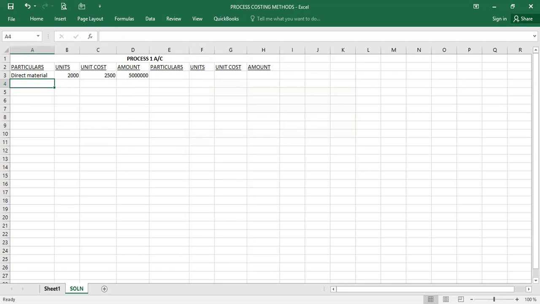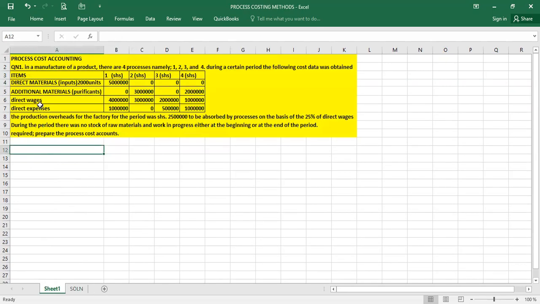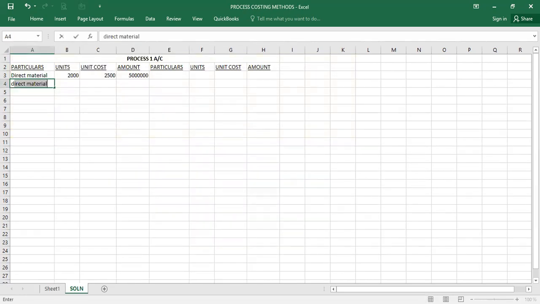We don't have additional material in process 1, it is 0. So we go to the direct wages.